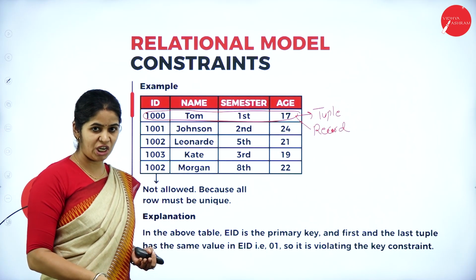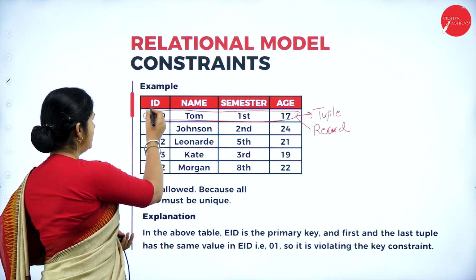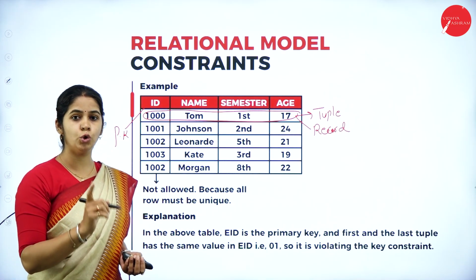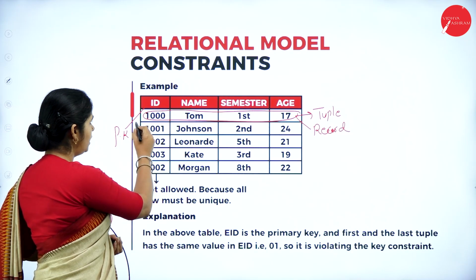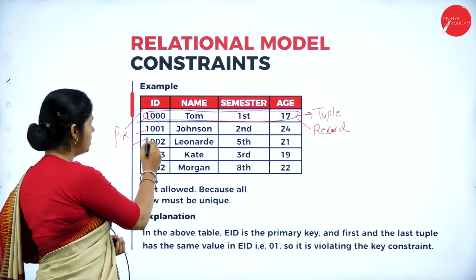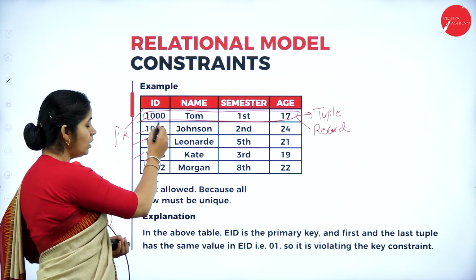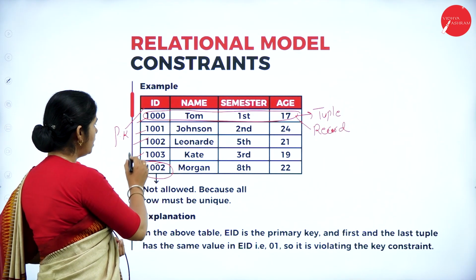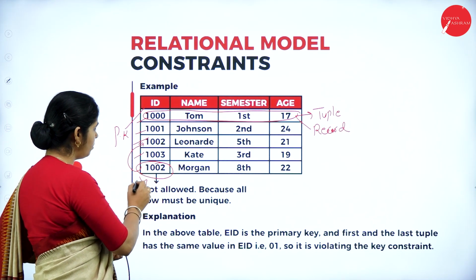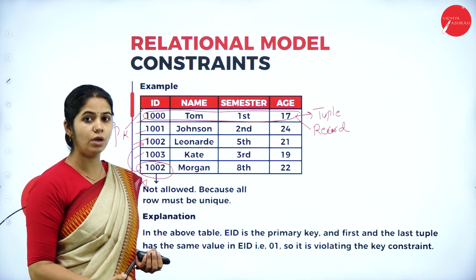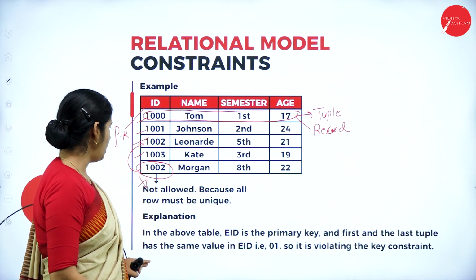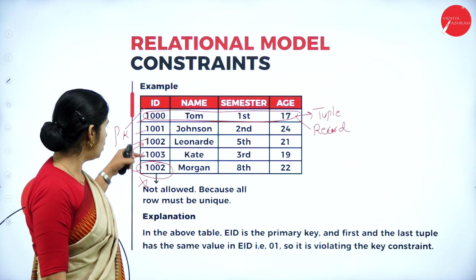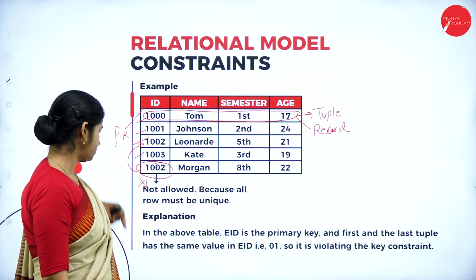As the key constraint states, this is a primary key. Primary key should be unique. Here you can see 1000, 1001, 1002, 1003. These are all unique or different from each other. When it comes to 1002, we are repeating the same thing. So this is not allowed. That is a restriction we have when we are defining the primary key. Not allowed because each row must have a unique value. The value should not repeat here.